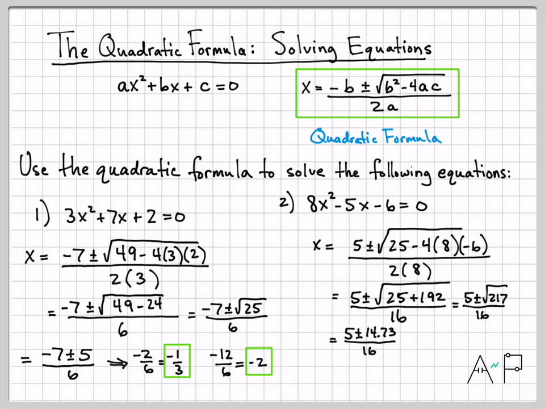And now I have my two different solutions. Square root of 217 is approximately 14.73. So I just did that on my calculator. And one of my solutions is 5 plus 14.73, which is 19.73. Divided by 16 gives me 1.23. And then the other solution is 5 minus 14.73, which is a negative 9.73. Divide that by 16, and I get a negative 0.61.